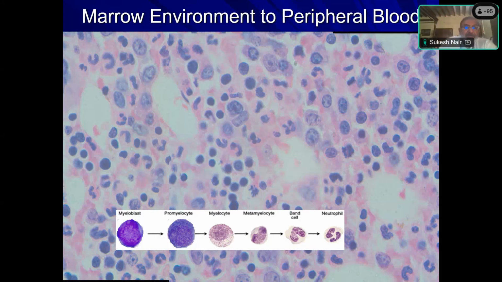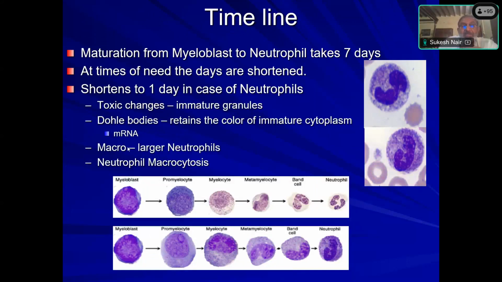So when there is an infection, this maturation, which takes 5 to 7 days, will happen in less than 1 day. And what happens is only the nucleus becomes segmented. The blue color of the cytoplasm does not completely disappear and will appear as Dohle bodies. The granules do not lose their staining property and they appear as toxic granules. That means there's no increase in granules, the same granules, but they have retained their staining property. And the size of the neutrophil does not become less. So toxic granules indicate, Dohle bodies indicate, and large neutrophils indicate that these are neutrophils which have matured in less than 1 day, which can only happen in acute bacterial infection.